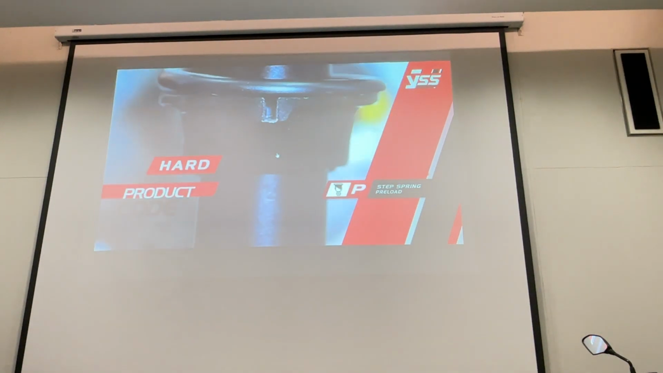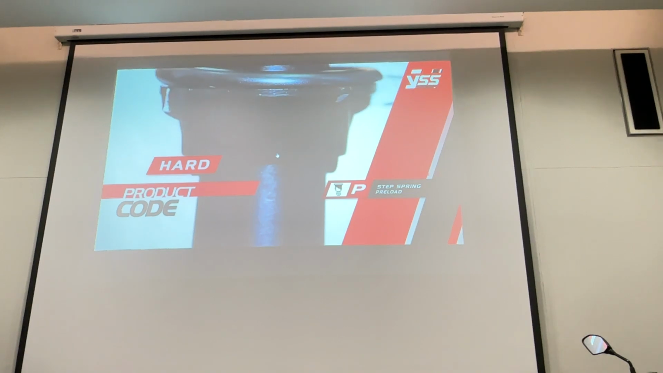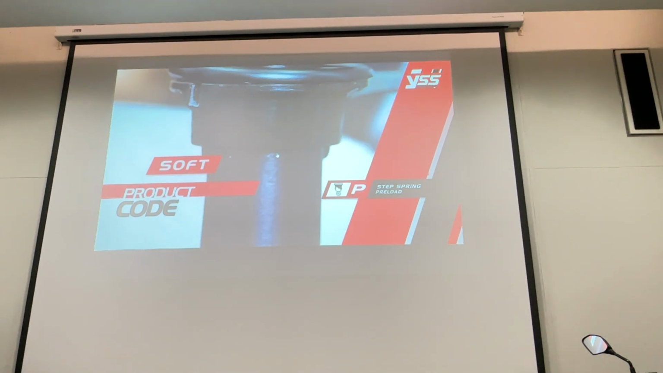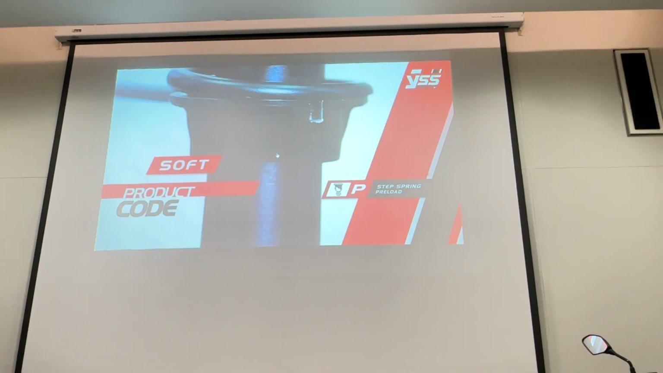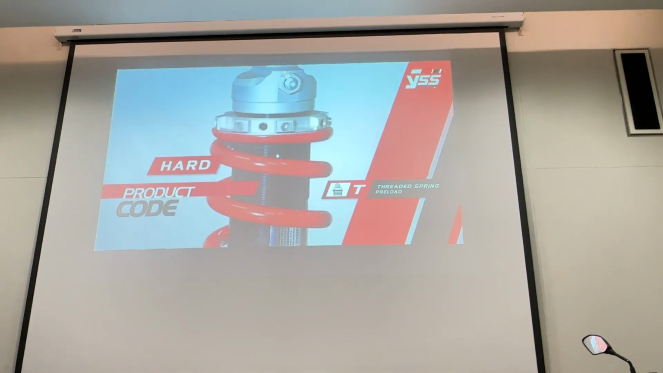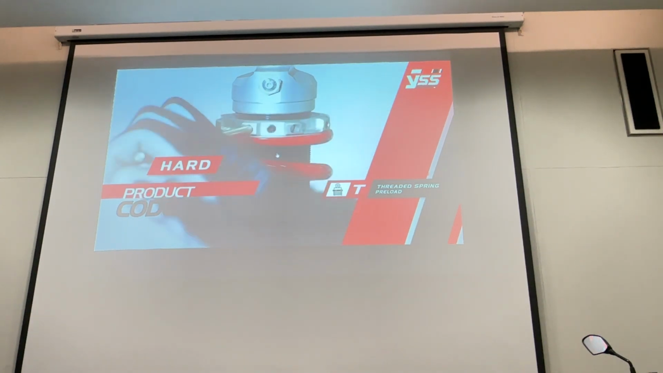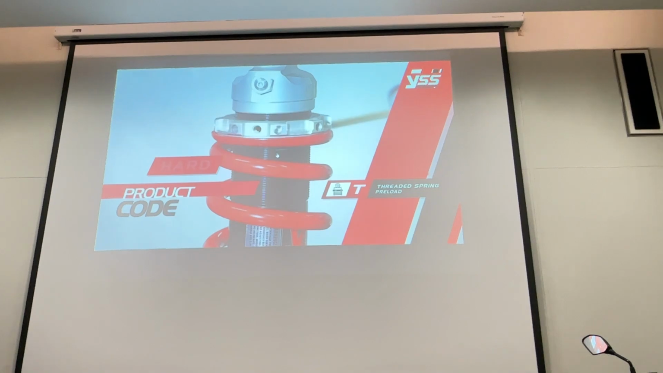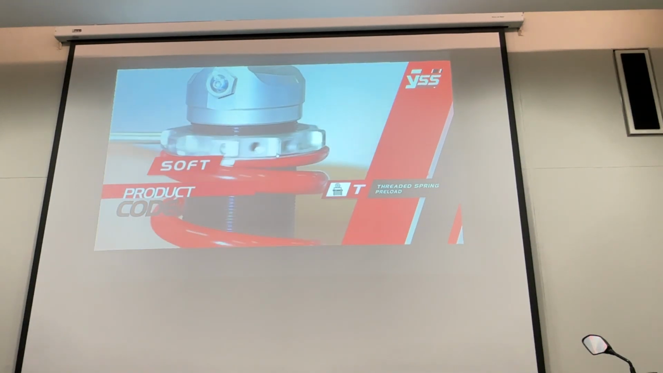P: step spring preload, which is step spring adjustable. Turn to the left-hand side for a harder spring. Maximum 6 to 8 steps. T: threaded spring preload. Screw the spring preload ring to press the spring, and tighten together to lock the ring at the desired position.